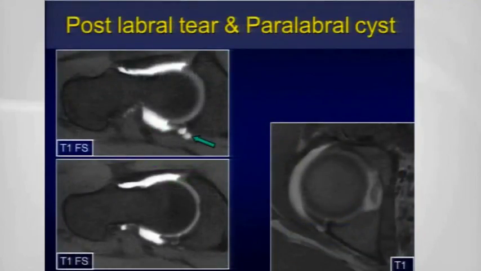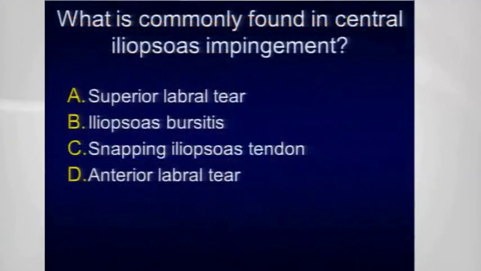In this patient, we can see a small posterior paralabral cyst, so kind of unusual. Here we're thinking all these tears occur out anteriorly, so it really makes us focus and look at the adjacent labrum, and we can see this posterior labral tear.